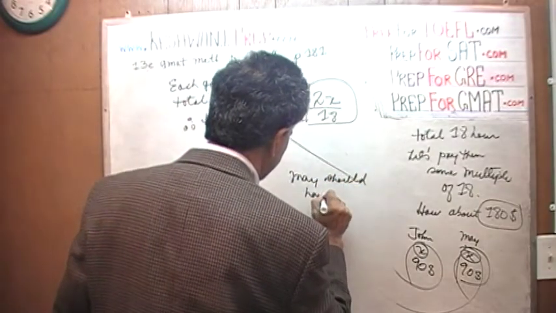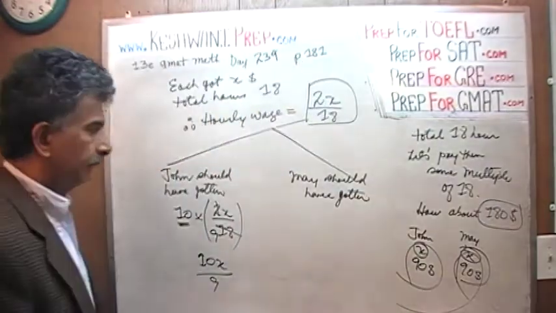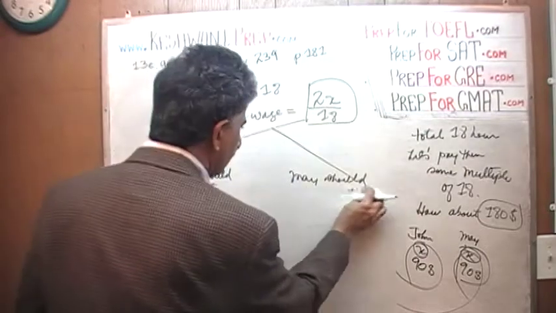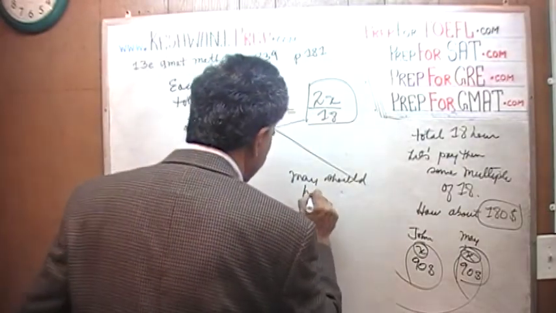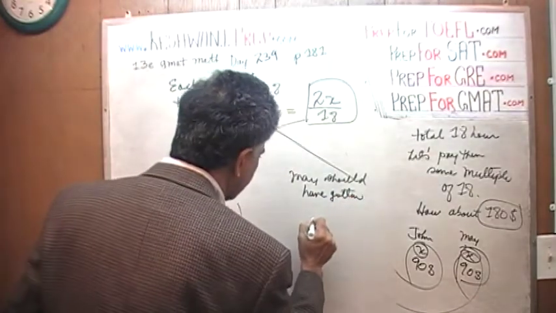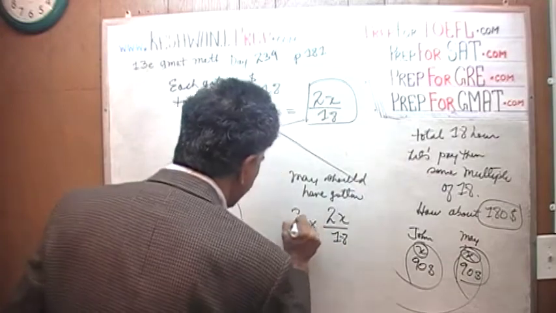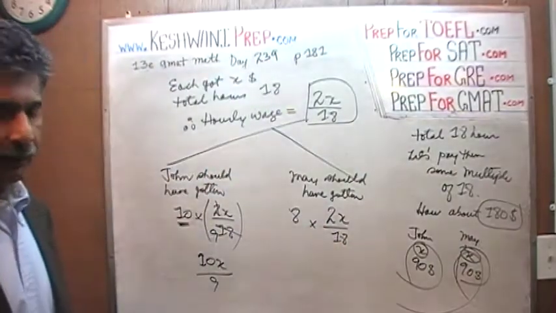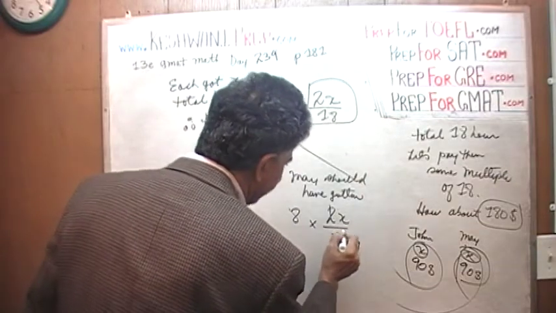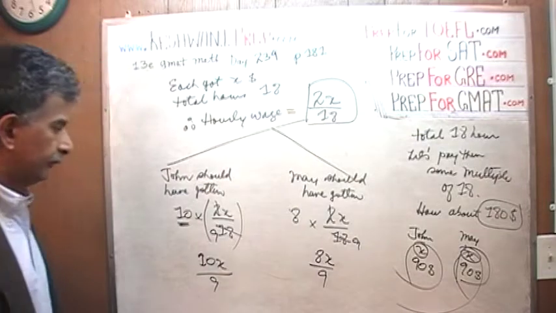should have gotten, my handwriting is atrocious, this hourly wage, 2X over 18, times 8, because she only worked 8 hours. Let's simplify: divide top and bottom by 2 and end up with 8 times X over 9.